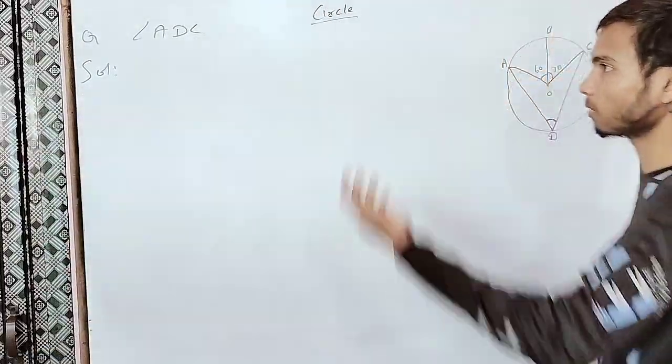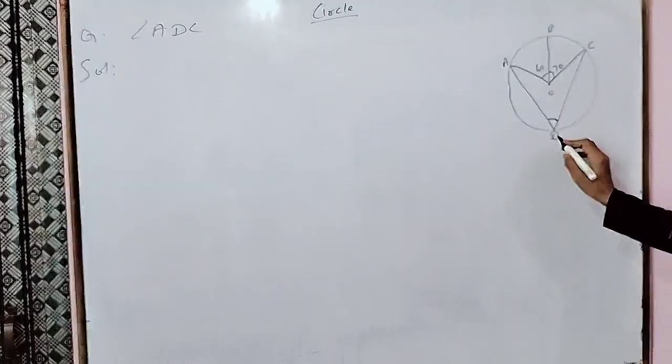We will apply the theorem we have seen. Here this is forming a triangle, isn't it? We can construct a chord here. Now you can see this is forming a triangle in the major sector.